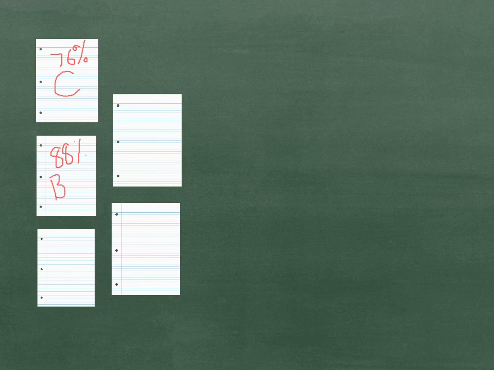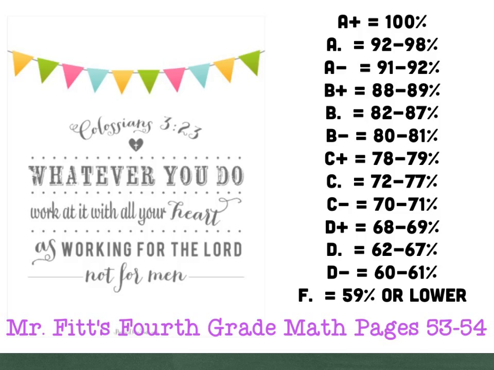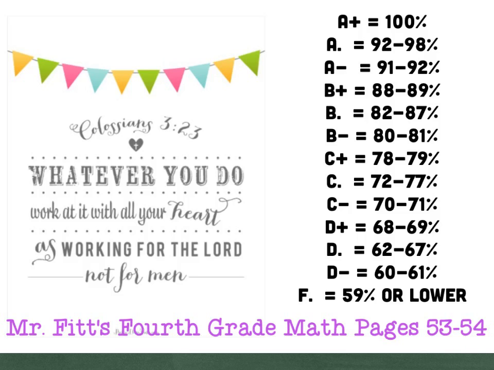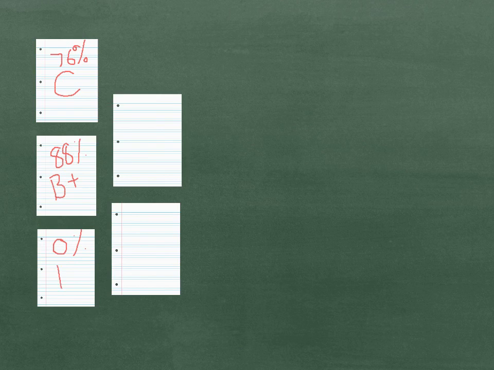And then let's say that on your third assignment, you had a homework assignment and you didn't do it one night. And so you didn't even turn it in, you get a 0 on it. I'm going to put 0%. Now remember, as the grades tell us, anything that is 59 or lower is an F. So this one's an F.